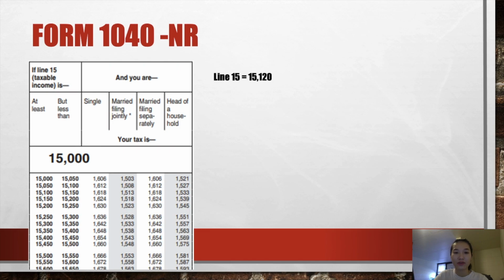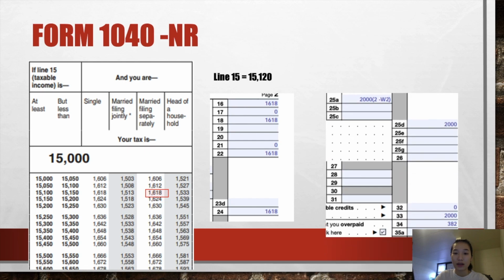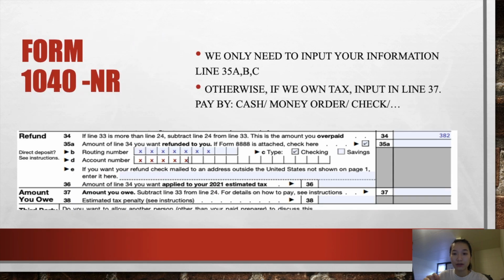Alright, back to Form 1040NR. Our taxable income in line 15 is about 15,000. So we will look up the range of that income in the 2020 tax table, and we get the tax in line 16. Fill out the rest of the form based on my instruction here. If you cannot keep up with my speech, you can download this file in the description below.